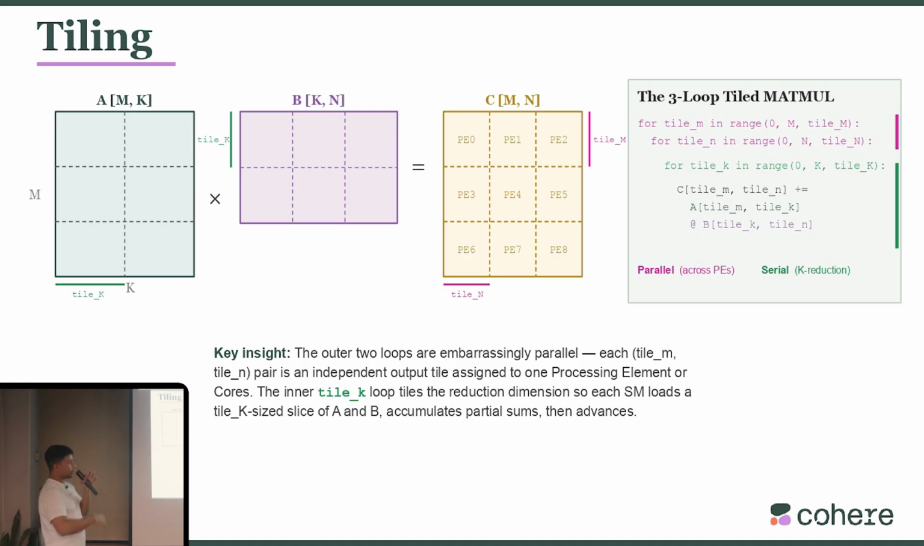And the inner tile K is basically a reduction tile, so it is serial. You can distribute it, but then you have to pay the communication cost. So in this case, we are just doing a serial reduction across the K dimension. Do you have any questions over here? Yeah, the tiles are smaller than the actual M and K dimension.